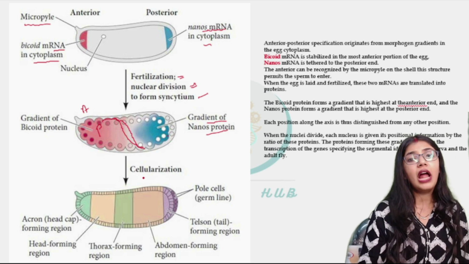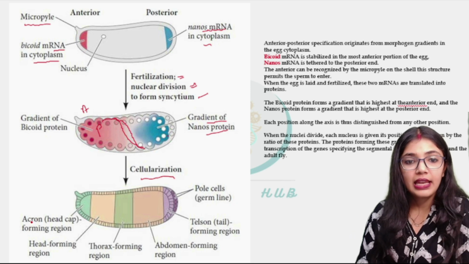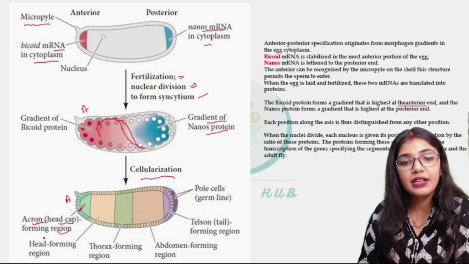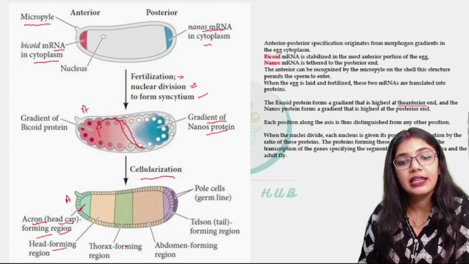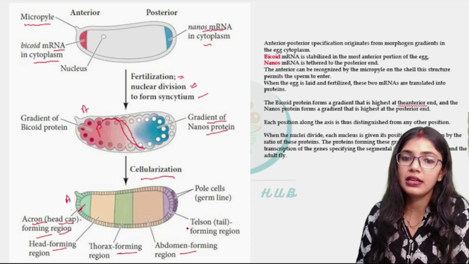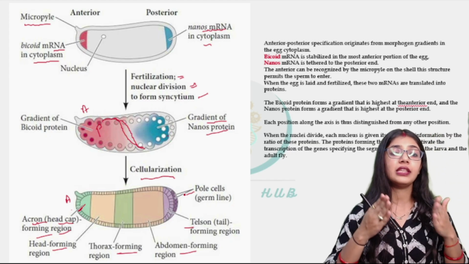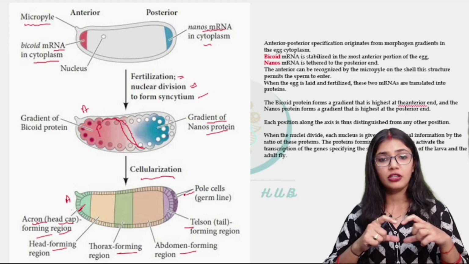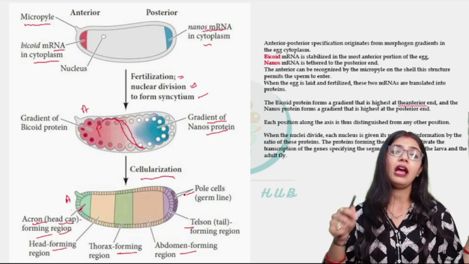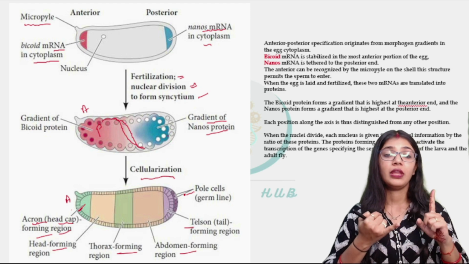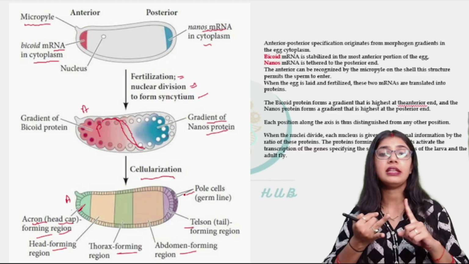Okay, so here after the cellularization, what happens? The acron is formed in the anterior portion. Here the acron or head cap is formed. First is acron, next is head, next is thorax, next is abdomen, telson, here is a pole shell. So if we discuss the cellularization or the formation of the body structure of the Drosophila, first comes the acron, head, thorax, abdomen, telson.